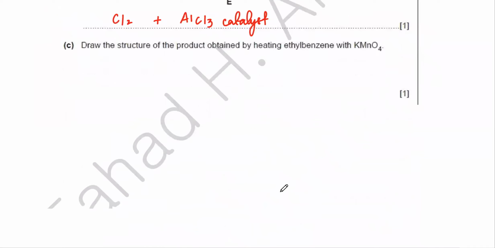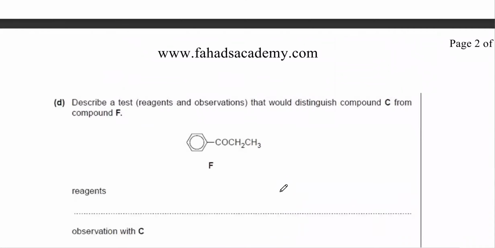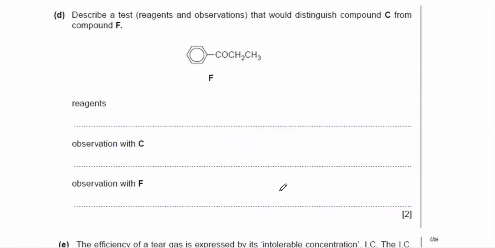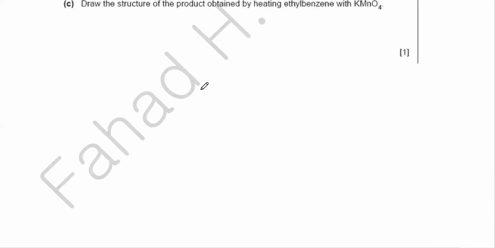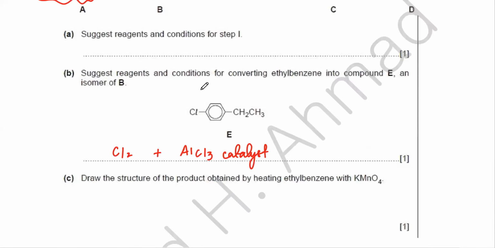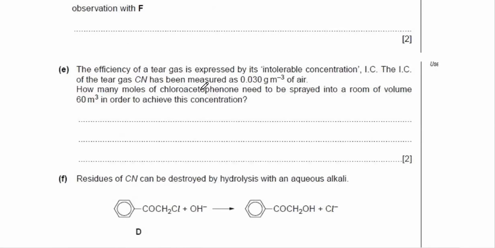Acha, this is something that we haven't done yet. Let's do. So this one is... He's saying, how would you distinguish compound C from compound F? F is this one. What's C? This one. Yeah, I just want to do the mechanism reaction. Just forget that at the moment.